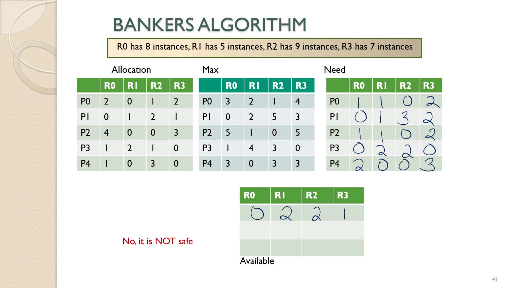Let's see. 0, nope. 0, 2, nope. 0, 2, 2, 1, nope. So none of the processes, the ones that are available are not going to be adequate for any of the processes. So what you can do to deal with that is you can change your allocation. You can't change the max because that's what they need, and you can't change the number of resources available, but you can change your allocation.